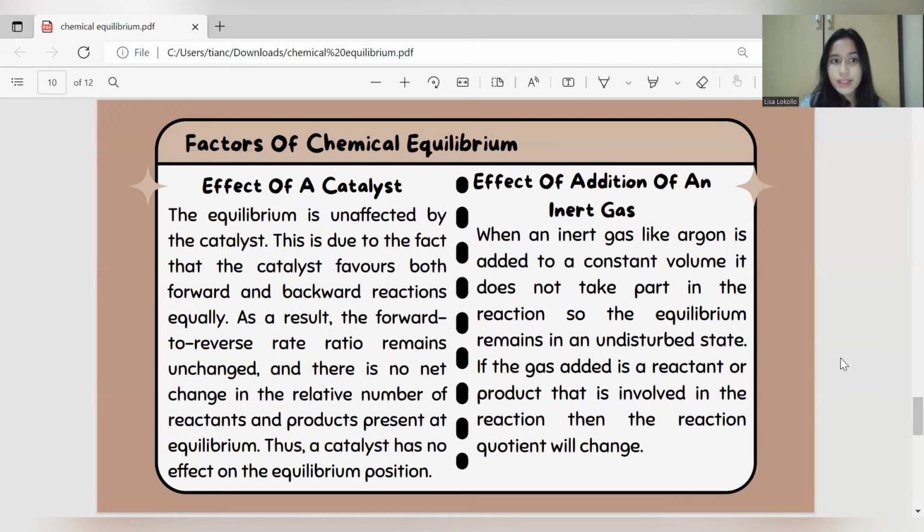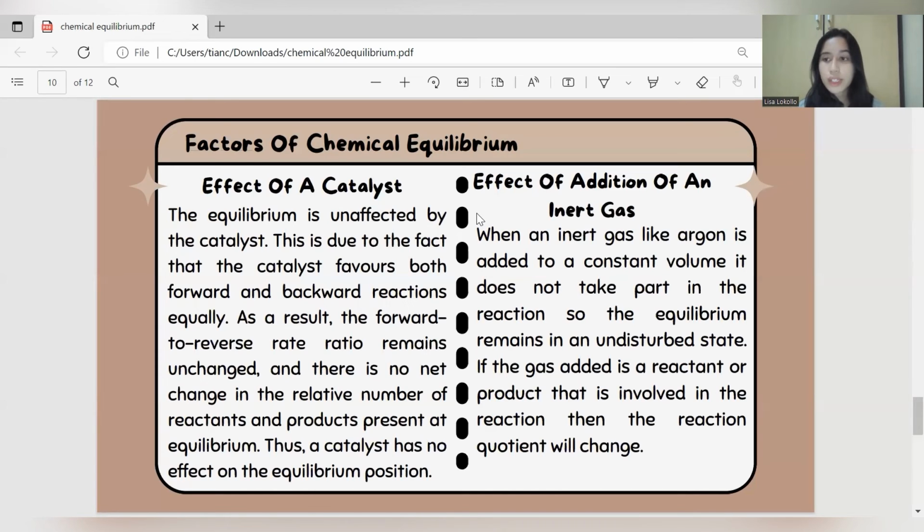Effect of a catalyst. The equilibrium is unaffected by the catalyst. This is due to the fact that the catalyst favors both forward and backward reactions equally. As a result, the forward to reverse rate ratio remains unchanged, and there is no net change in the relative number of reactants and products present at equilibrium. Thus, a catalyst has no effect on the equilibrium position.